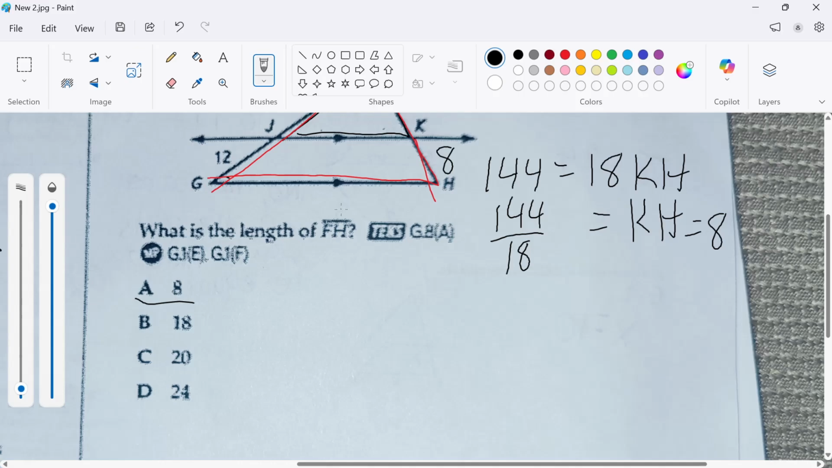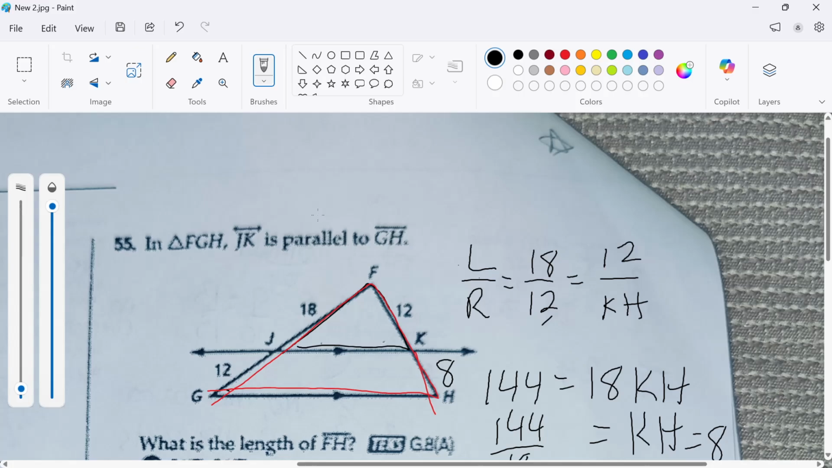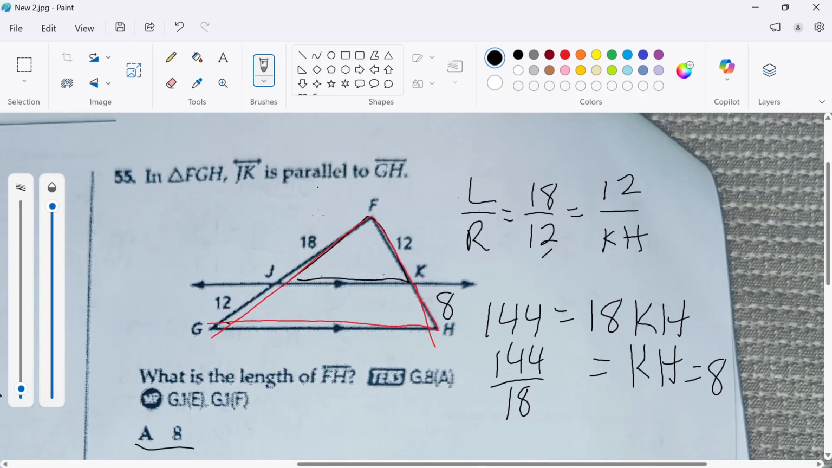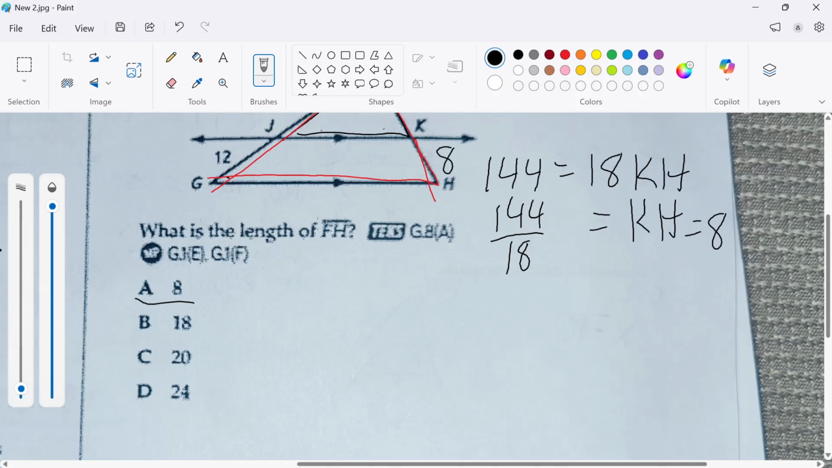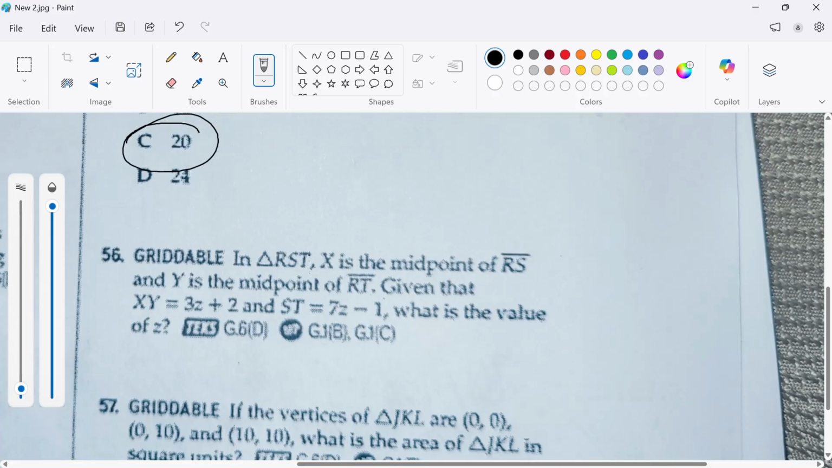And notice they have 8 there because that's just part of the answer. KH is 8, but they want FH. So FH is 8 plus 12, which is 20. So the answer is C, 20.